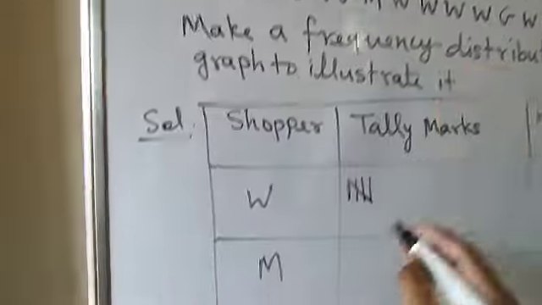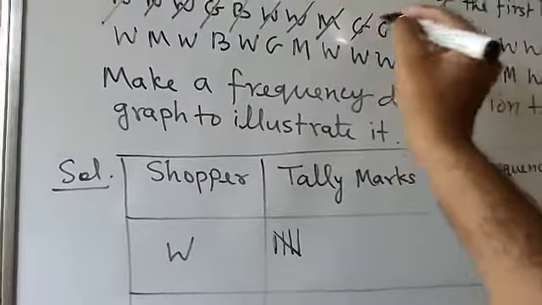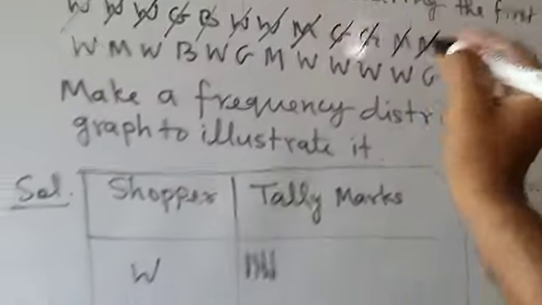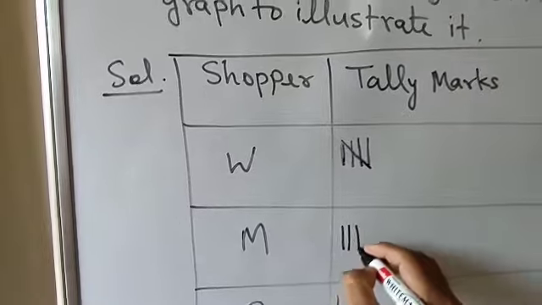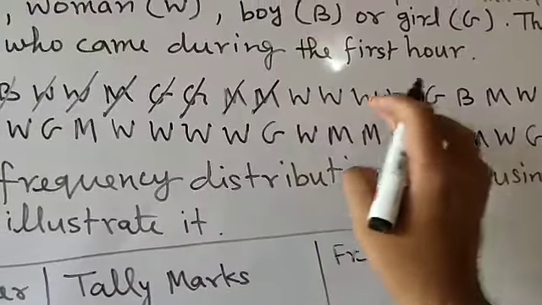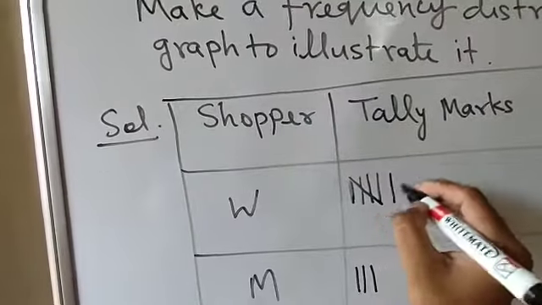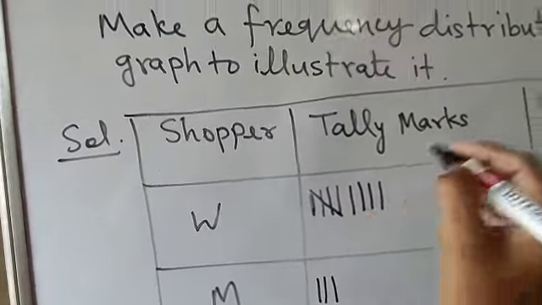Now M is there, so M, and here it is M. Now 2G is there, so here 1, 2G. Now 2M are there, so 1, 2. Now here 4 W are there, 1, 2, 3, 4. So here 1, 2, 3, 4.